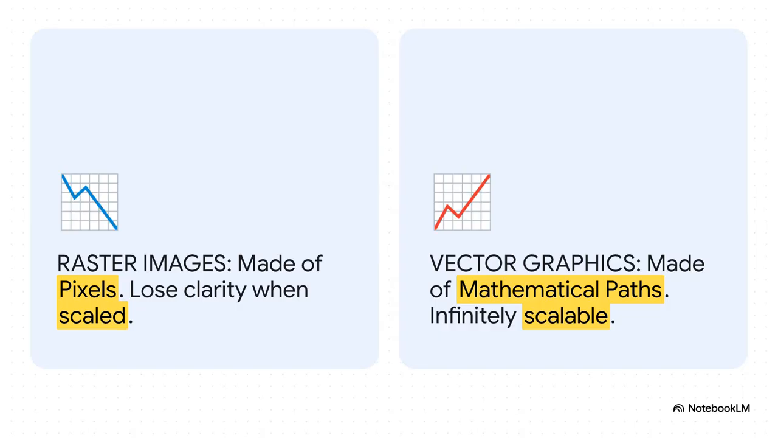This right here, this is the whole ballgame. While raster images are built from that fixed grid of pixels, vector graphics are built from something totally different. Mathematical paths. Seriously. Instead of remembering millions of tiny colored squares, the computer just remembers a formula for a line, a curve, or a shape.